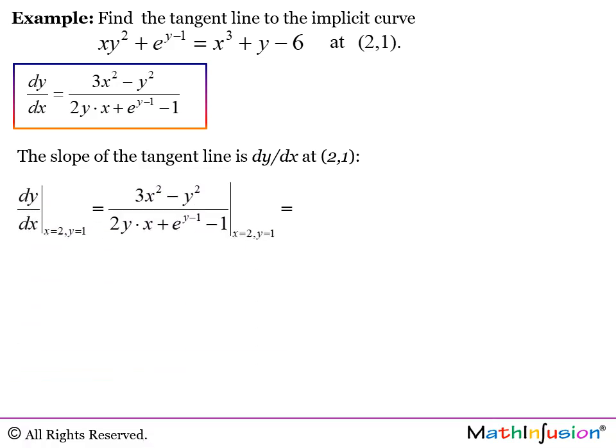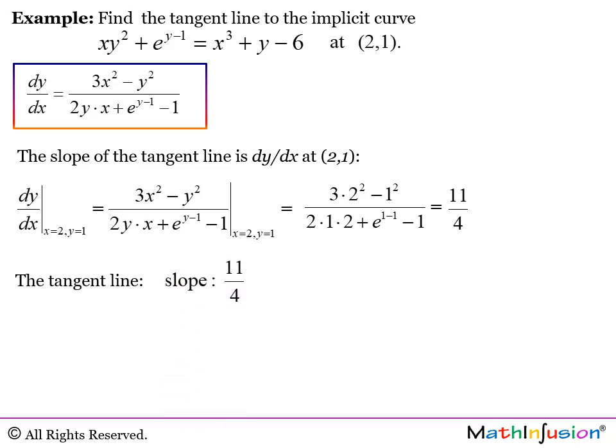We are going to substitute 2 for the x and 1 for the y. We get 11 over 4. For the tangent line, the slope is 11 over 4 and the point is (2, 1). We'll use the point-slope equation of the line and we get this.